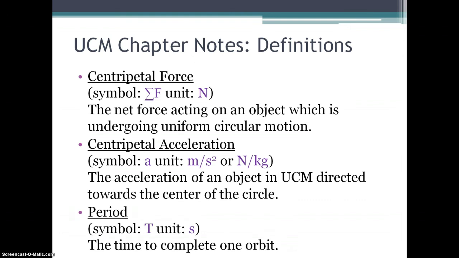Another term that you'll find, and we'll use this when we study waves as well, is period. Period has the symbol of a capital T, and the unit that it should be in is seconds. That's the SI unit for period. That is not just any time, but the time it takes to complete one full orbit for something in circular motion. So it's a specific period of time. That's why they call it period.